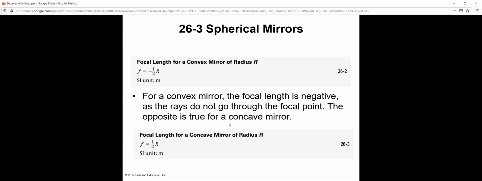The focal length of a convex mirror of a certain radius is given by this equation here. The focal length is -1/2 of that radius. A concave mirror, by contrast, is the positive half of that radius. Negative and positive here? Well, that's where the image is in relation to the mirror itself, right? This is because the focal length is negative as the rays do not go through the focal point. The opposite is true for concave. And if you go back to those images prior, you'll see you can connect this equation to that image.